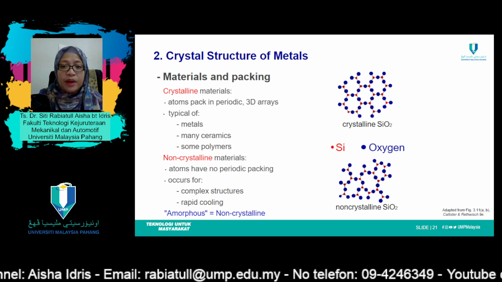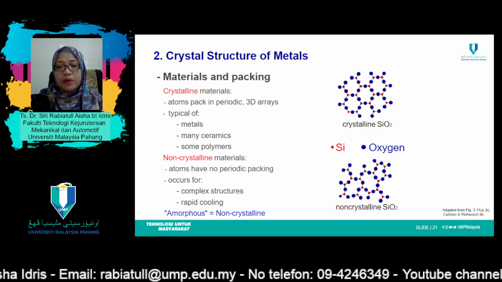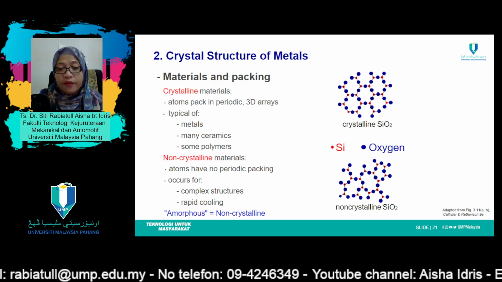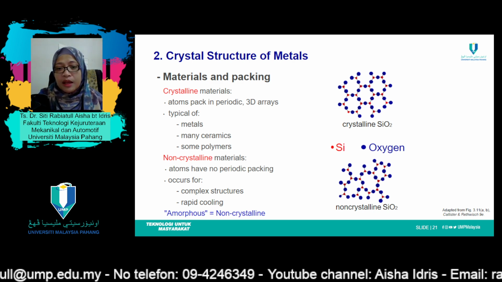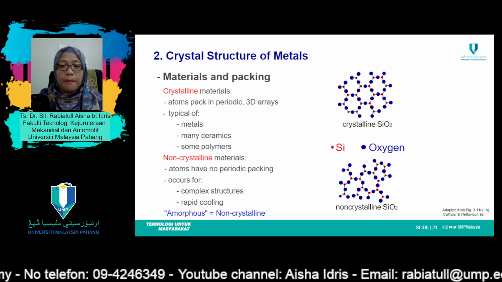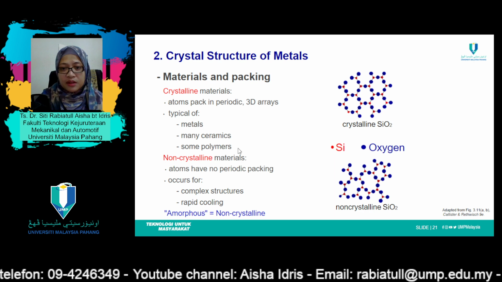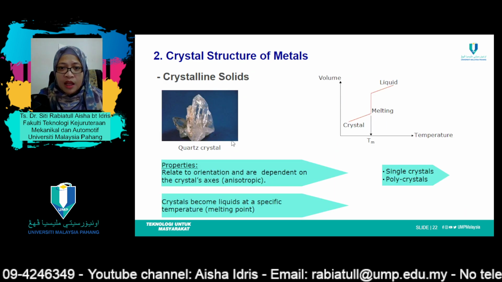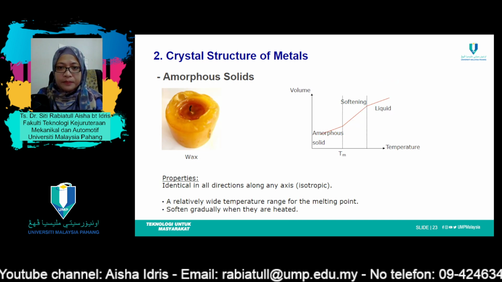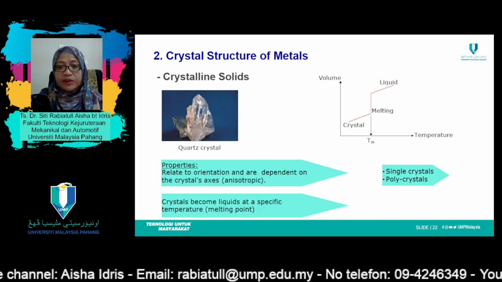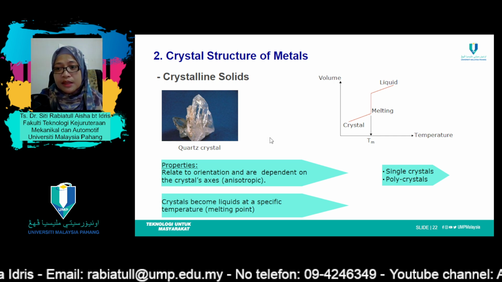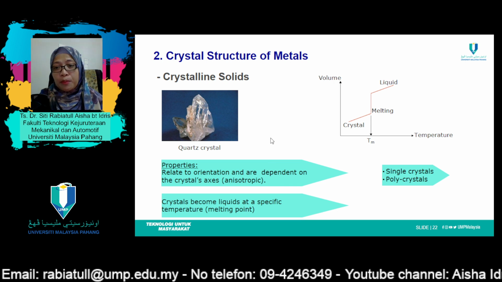Examples of crystalline materials include metals, ceramics, and polymers. Whereas amorphous structure normally occurs due to rapid cooling, and the structure is much more complex than crystalline materials. This is an example of a crystalline material, for example, quartz crystal. It can exist either as a single crystal or polycrystal.